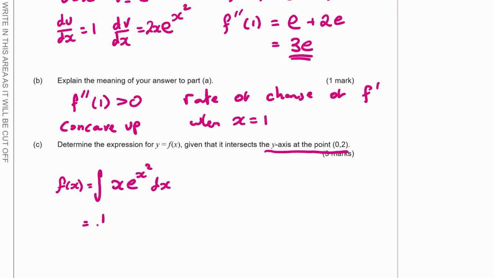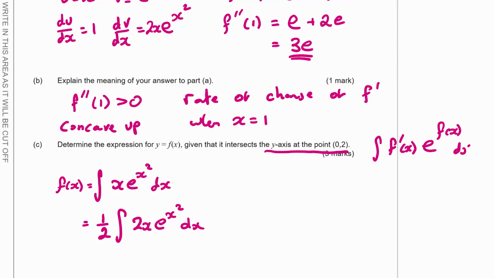Now, if I write it as a half, the integral of 2x e to the x squared, we now have an integral that is of the form f dashed x e to the f of x. So the f of x here is x squared, and if you differentiate that you get 2x, and that's where the f dashed comes in. Now whenever you have that, it's just going to be e to the f of x plus a constant.